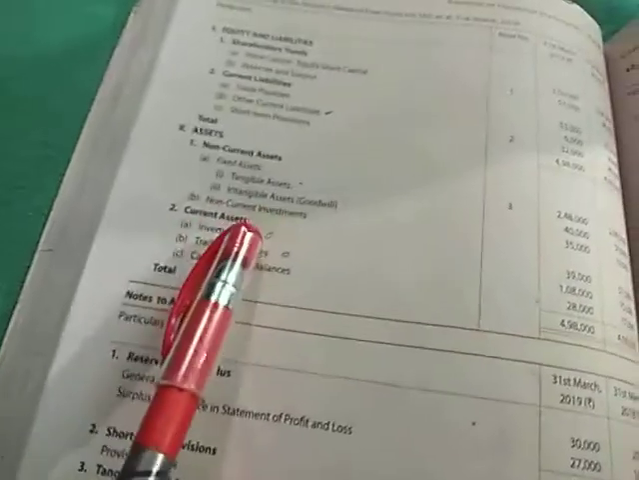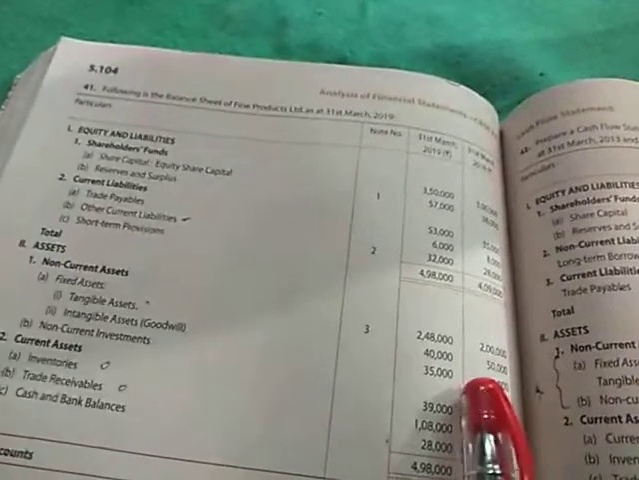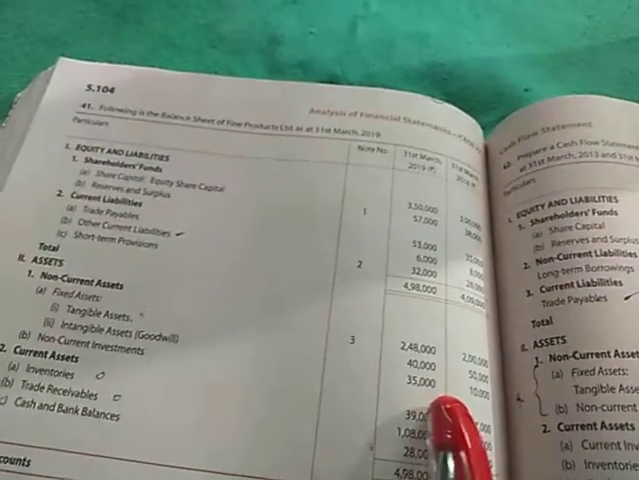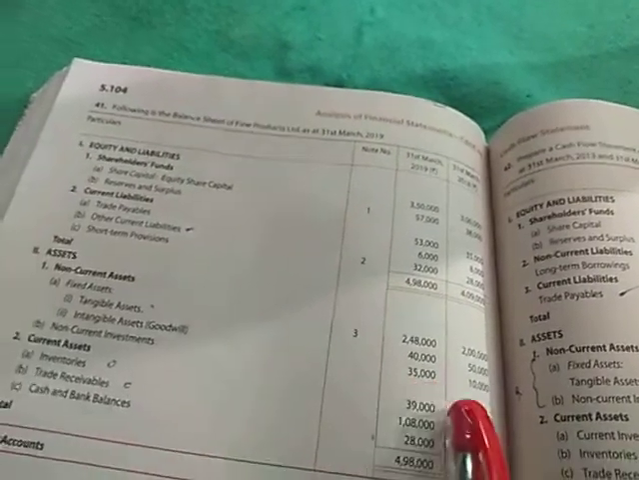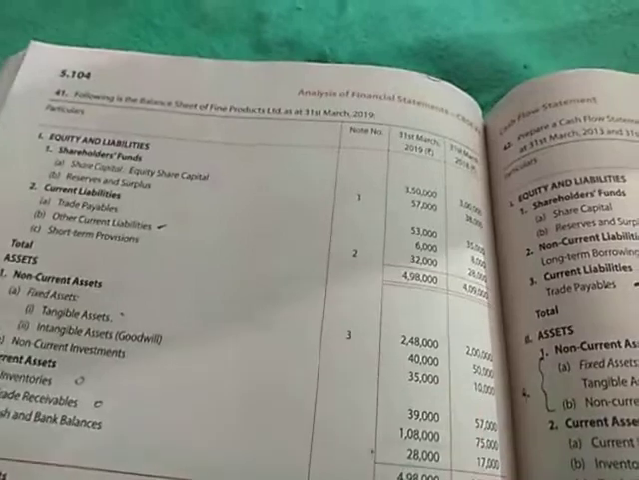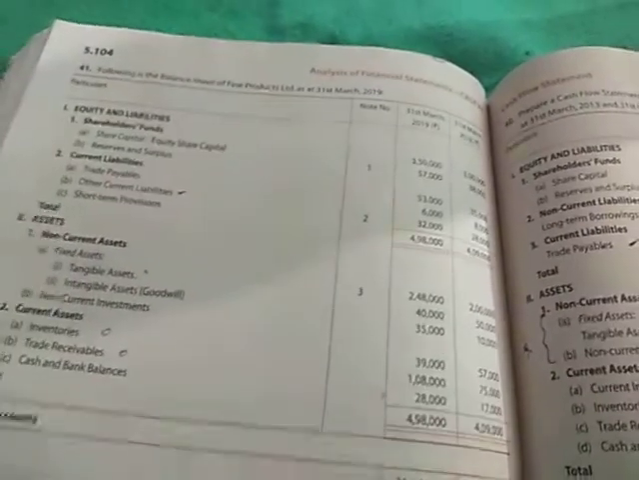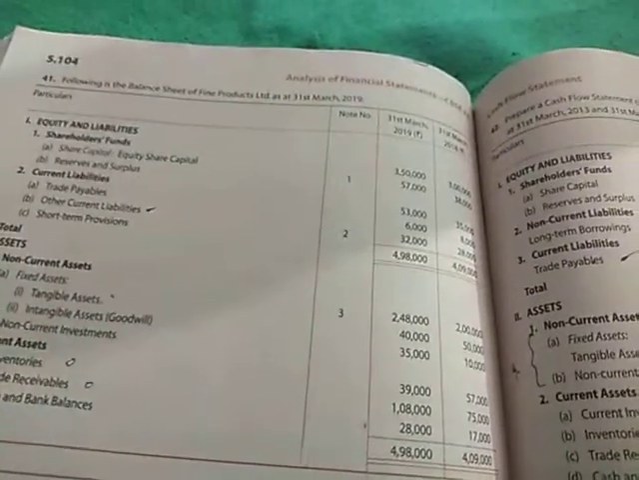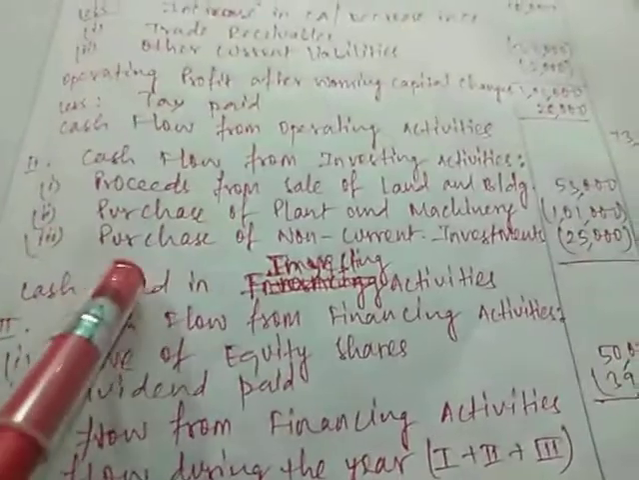Next is investments were also there. Non-current investments, you can see here non-current investment is given. So non-current investment 10,000 to 35,000, it has increased. Earlier it was 10,000, now it is 35,000. So 10 to 35,000 means 25,000 is the increase in the non-current investment. Whenever it has increased, that means you have purchased non-current investments. When you purchase non-current investments, it will also result to a cash outflow.